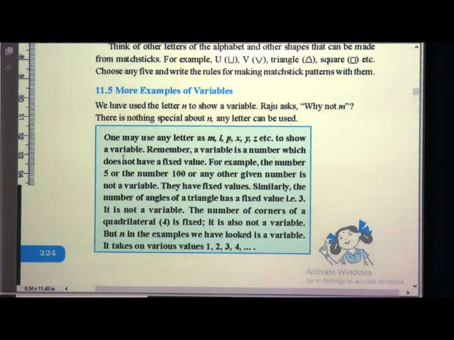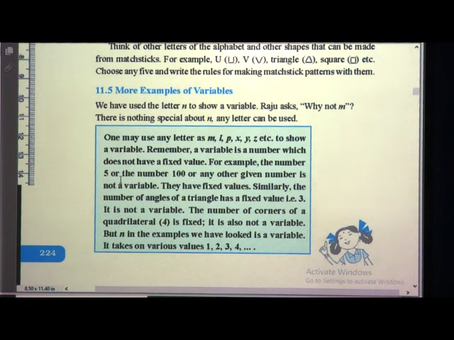to show a variable. Remember, a variable is a number which does not have a fixed value. Every time you have to remember any letter, that is m, l, p, x, y, z, n, that we use as a variable, and a variable is a number which does not have any fixed value. The values go on changing.